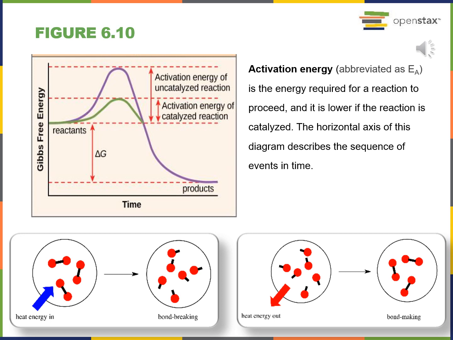Figure 6.10. Activation energy is the energy required for a reaction to proceed, and it is lower if the reaction is catalyzed. This diagram's horizontal axis describes the sequence of events in time. If no activation energy were required to break down sucrose, table sugar, would you be able to store it in a sugar bowl?